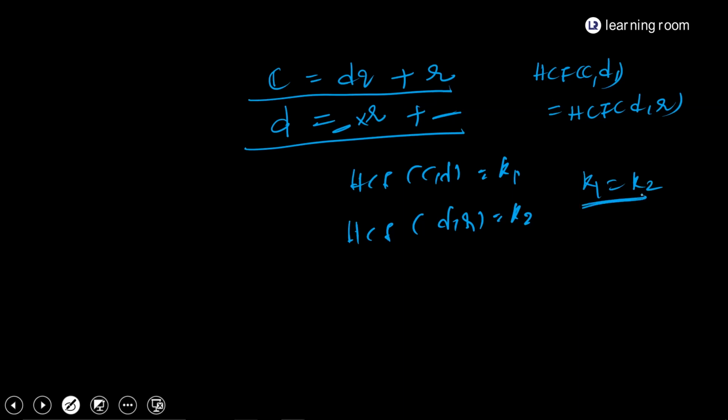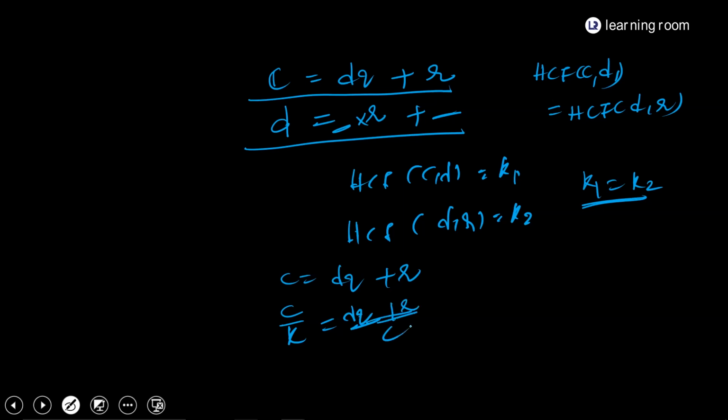So let's say HCF of C comma D is equal to K1, then C should be divisible by K1, right? So what is C? C is equal to DQ plus R, right? So if you divide C by K, it should be an integer because it is divisible by K. C by K is what? Integer. So also we are saying that it should be divisible for DQ plus R.